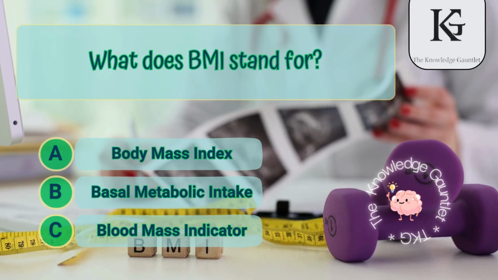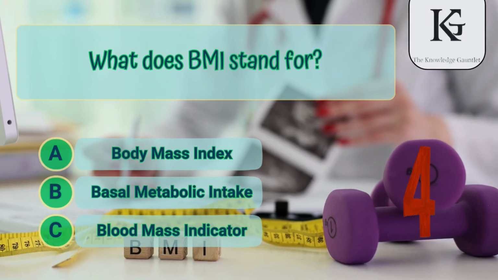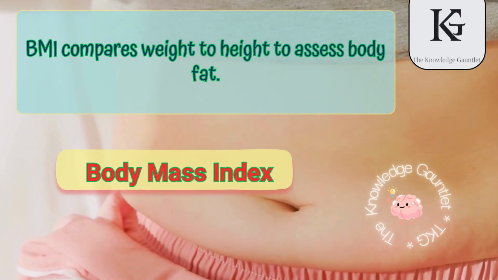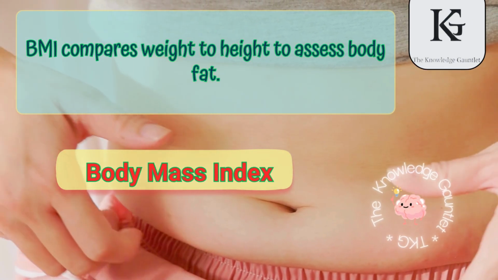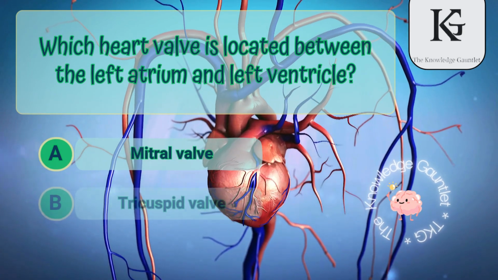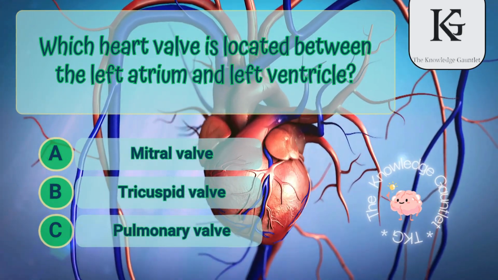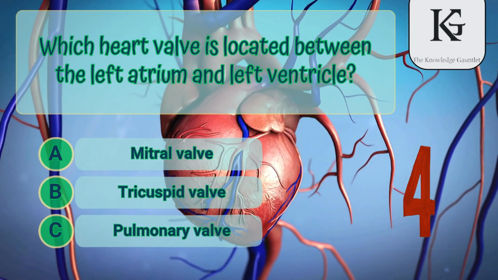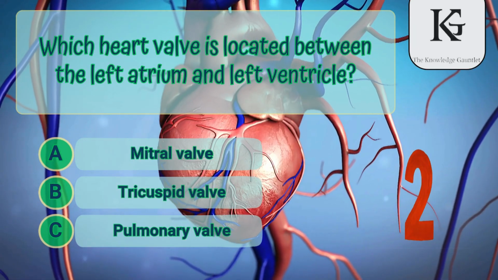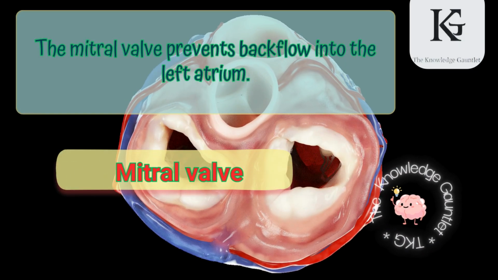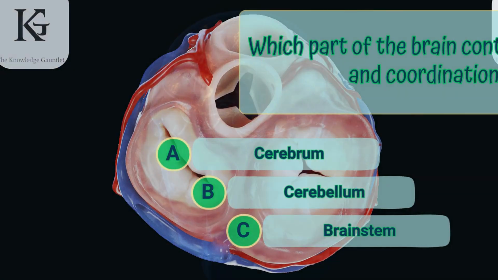What does BMI stand for? Answer, body mass index, BMI, compares weight to height to assess body fat. Which heart valve is located between the left atrium and left ventricle? Answer, the mitral valve, which prevents backflow into the left atrium.